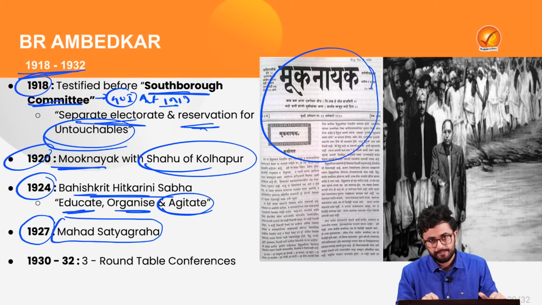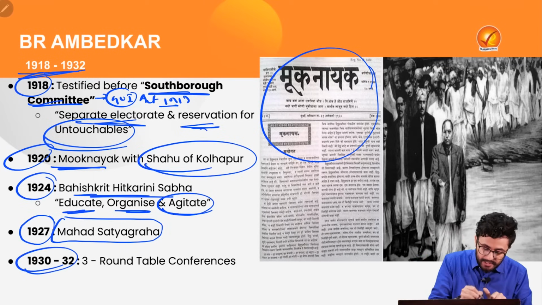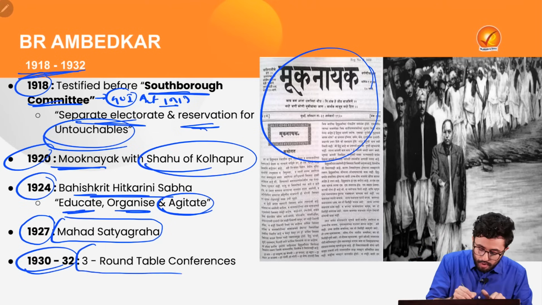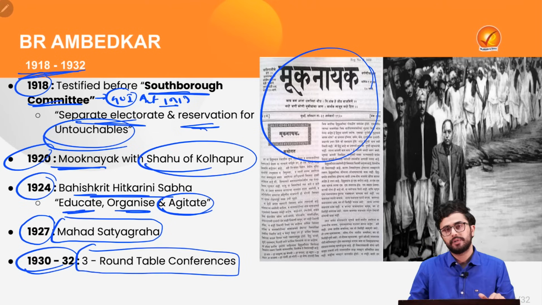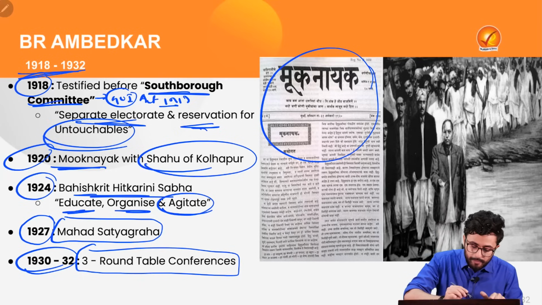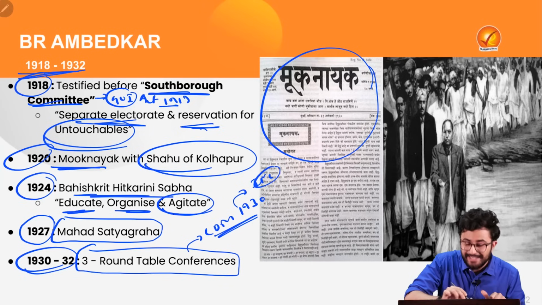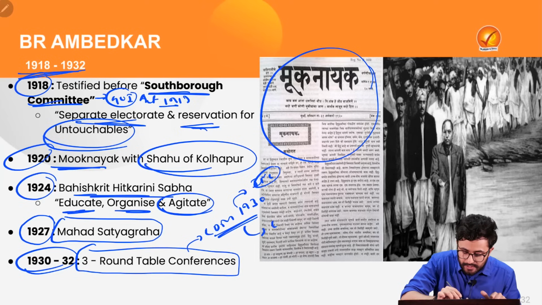Then, from the year of 1930 to 1932, he was part of all the 3 round table conferences, which took place in the light of the civil disobedience movement of 1930, which was launched by the Indian National Congress with the demand of complete independence or Purna Swaraj.